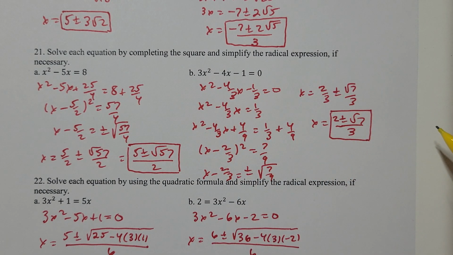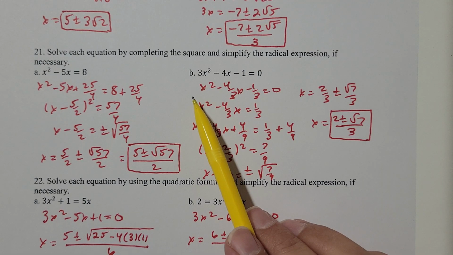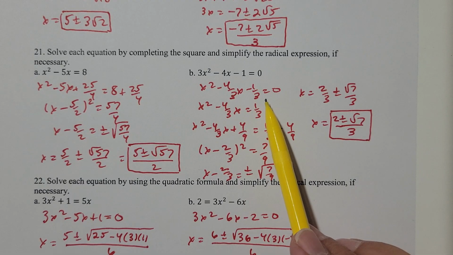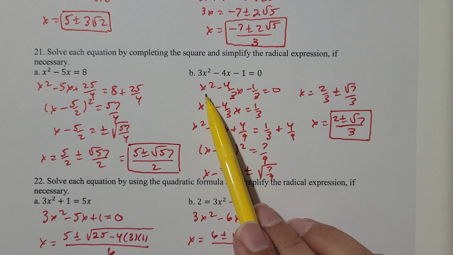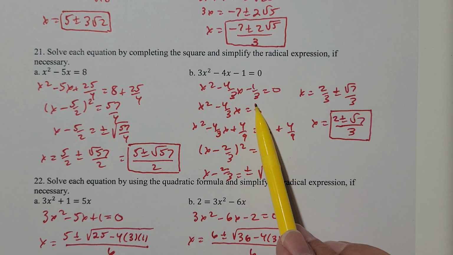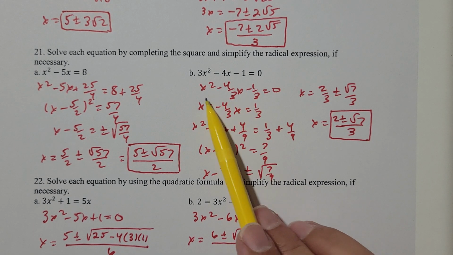Part B. So let's solve 3x squared minus 4x minus 1 equals 0 by using the completing the square method. Well, step 1 is to get a 1 in front of the x squared term. Right now it's a 3, so let's divide by 3 on both sides. Now, in getting the 1 in front of the x squared term, sometimes we create fractions. That's okay, it has to be that we have a 1 in front of the x squared term.